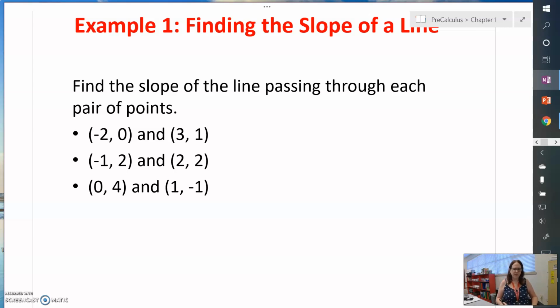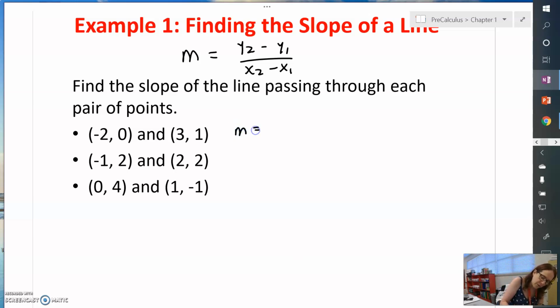And I've got 3 sets of points here, and I'm going to use those to find the slopes of those lines. You may recall the slope formula is m equals y2 minus y1 over x2 minus x1. And so what you're going to do is put in the y coordinates and the x coordinates into the slope formula and calculate the slope. So here's our first one, m equals.